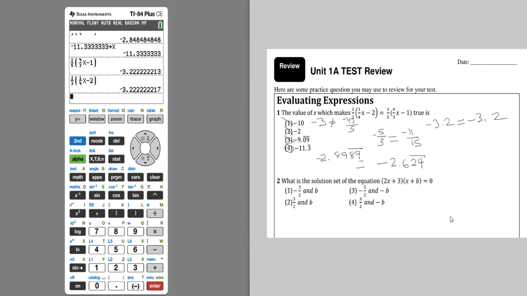All right, so a little tricky, but hey, we got through it, right? And again, it helped us use and get really familiar with our calculator. Number 2, what is the solution set of the equation 2x plus 3 parentheses x plus b equals 0?